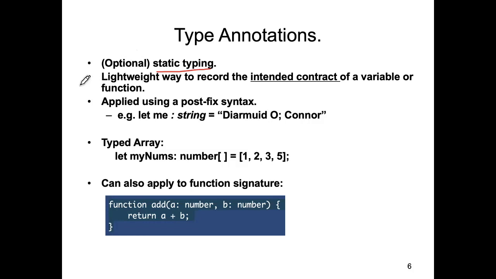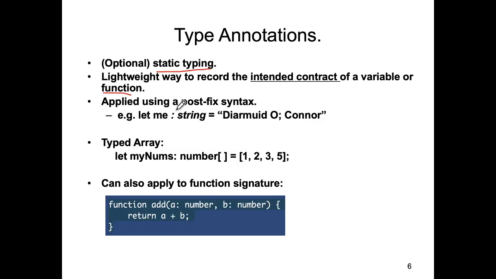And I'm saying here that it's a lightweight way to record the intended contract of a variable or a function. Clearly, when you state the type of a variable, you're saying something about the intent as to how that variable is going to be used, as in what types of values could potentially be assigned to that variable during runtime. Types also apply to functions, which we'll see a little bit later on, in relation to the signature of a function. How do you actually, syntactically, state the type of a variable?